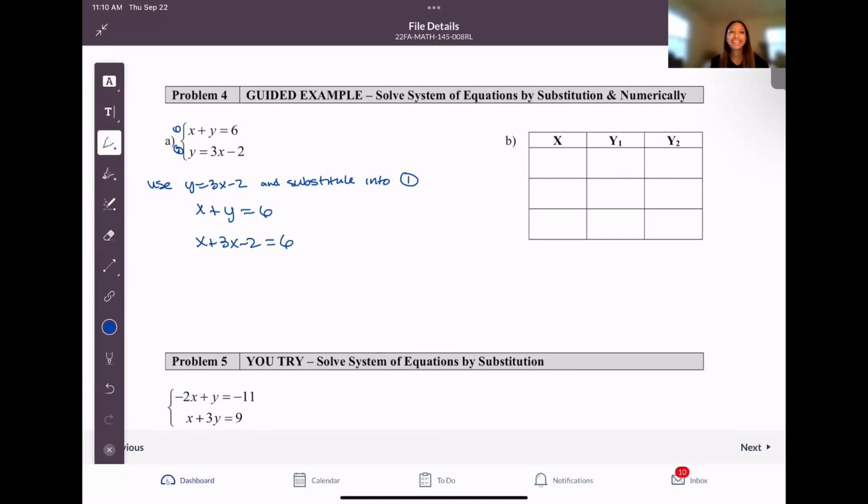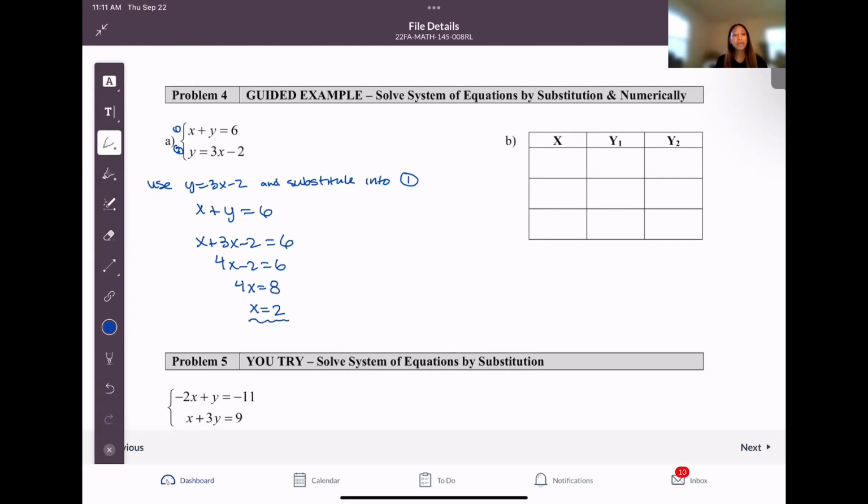Now, why is this nice? Before we had x plus y equals 6. We had 2 unknowns there. We can't solve that. Now we have x plus 3x minus 2 equals 6. It looks longer, but we only have one variable there. We only have x's. So now we can solve this for x. This gives us 4x minus 2 equals 6. Adding 2 to both sides would give us 4x equals 8, and then dividing both sides by 4 gives us x equals 2. All right, so x equals 2.